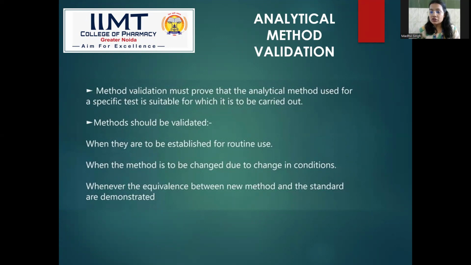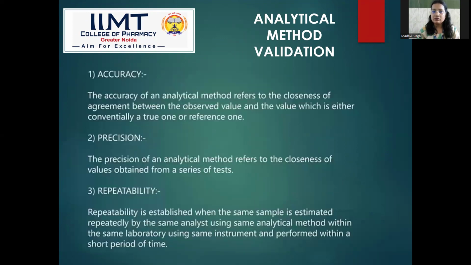Method is to be changed due to a change in condition. Whenever the equivalence between the new method and the standard is demonstrated. Now the parameters of method validation. The parameters involve first accuracy. Accuracy refers to the closeness of agreement between the observed value and the true value or the reference value.